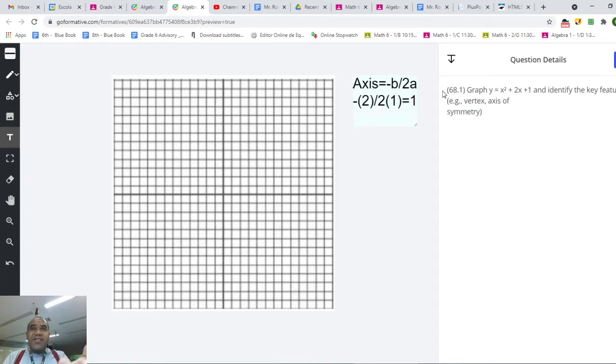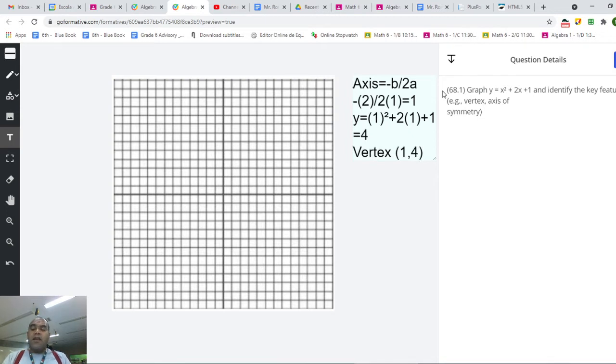Right now, I need to solve for y to figure out the other value. y equals x squared plus 2x plus 1. Instead of writing x, I will write 1. 1 squared plus 2 times 1, plus 1. Solving this one, 1 squared is 1, plus 2 times 1 is 2, 1 plus 2 is 3, 3 plus 1 equals 4. I know my vertex, it is 1, 4.